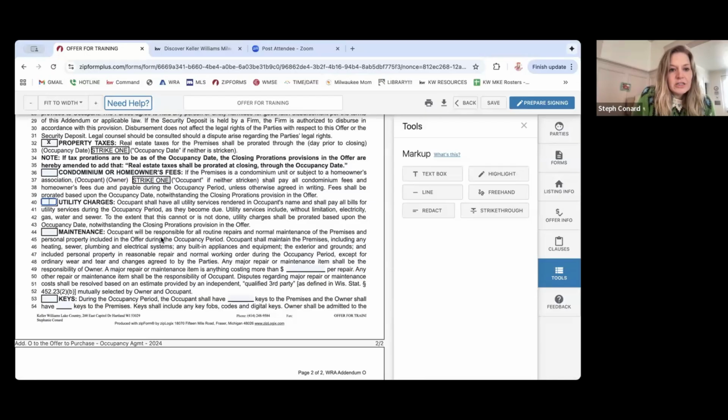Same with utility charges. The occupant shall have all the utility services rendered in their name. So the seller is going to keep their WE Energies bill, for example, in their name through this occupancy period.